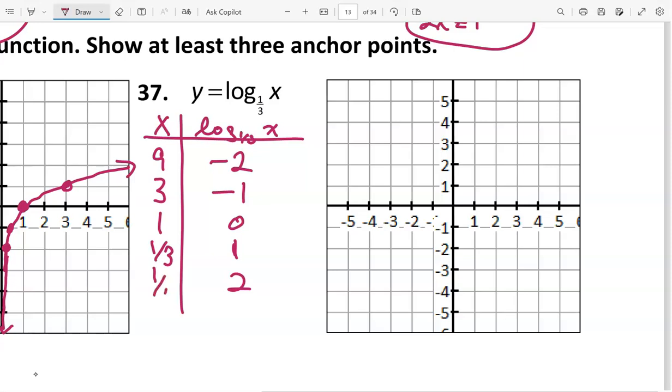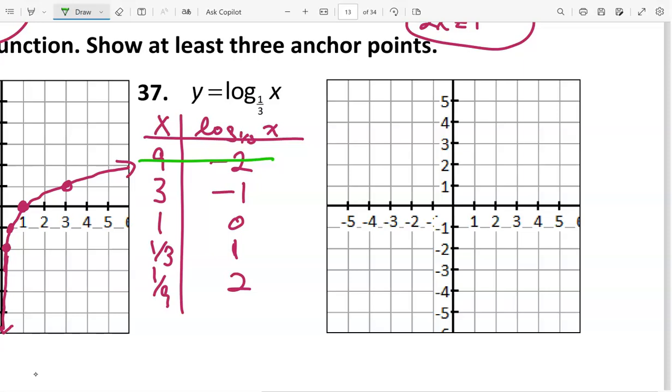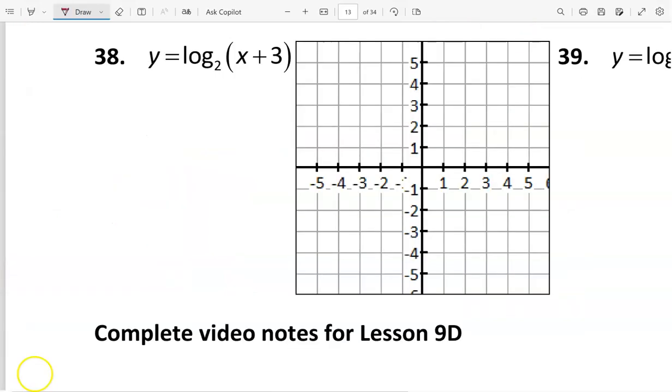1/3 squared is 1/9. Our first point in this table will not fit. That's okay. We've still got 4 more. So 3 comma negative 1, 1 comma 0, 1/3 comma 1, and 1/9 comma 2. This is going to have a vertical asymptote of the y-axis as well, but the graph is approaching on the top side.